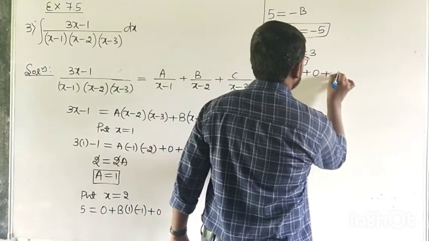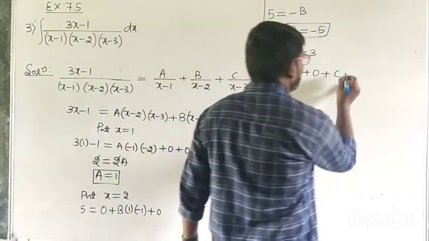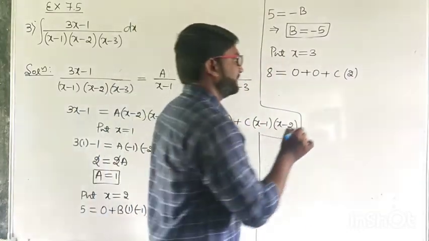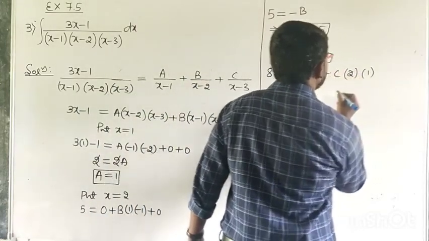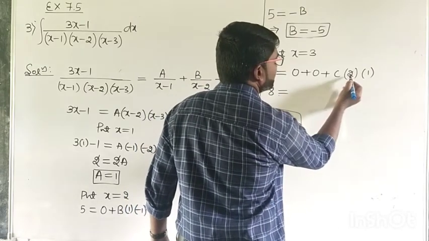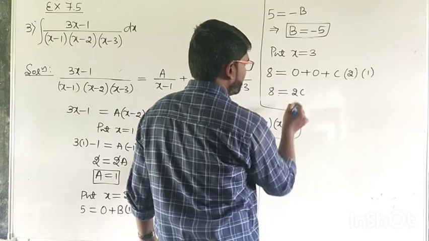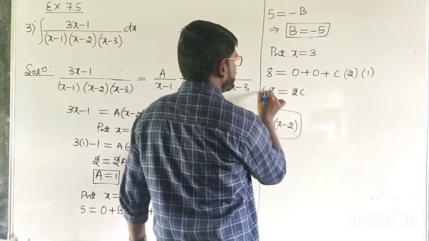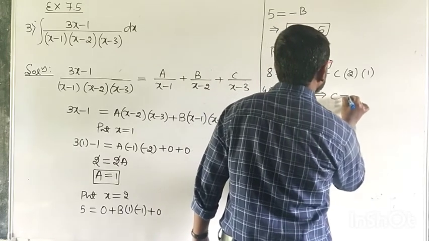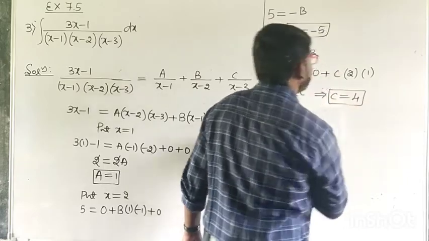0 plus c into 3 minus 1, it is 2. Then 3 minus 2, it is 1. So simplify this. 8 is equal to 2 into 1, it is 2, 2 into c, it is 2c. So here 2 ones are 2, 2 fours are 8. This implies c is equal to 4. So we have got all the three values.